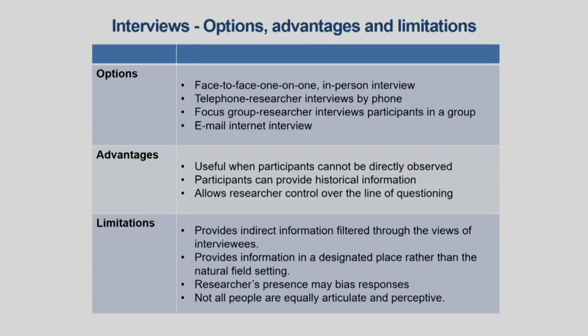Interviews: the options are face to face interviews, telephone interviews, focus group interviews, and email or internet interviews. Advantages: useful when participants cannot be directly observed. Participants can provide historical information, and it allows the researcher control over the line of questioning. Limitations are various, among them a few are: they provide indirect information filtered through the views of interviewees, and provide information in a designated place rather than in the natural field setting. The researcher's presence may bias responses. Not all people are equally articulate and perceptive.